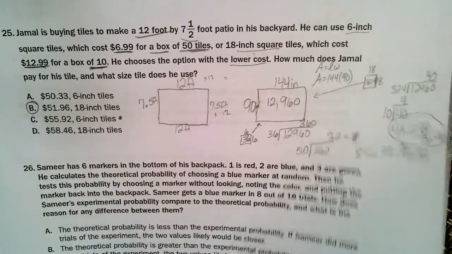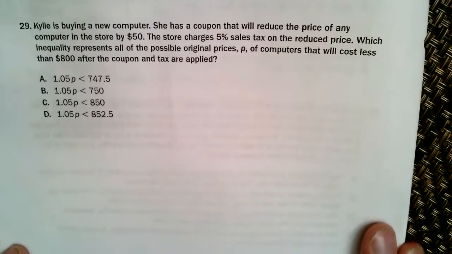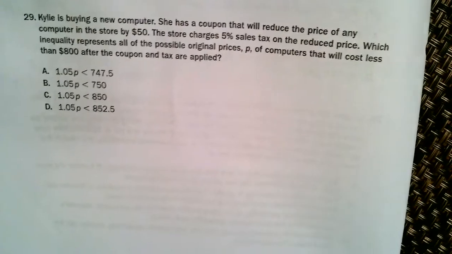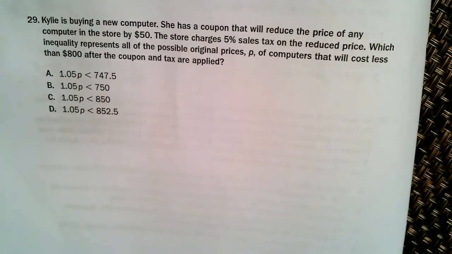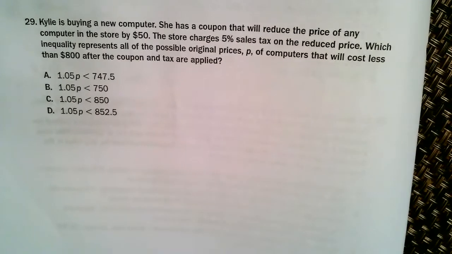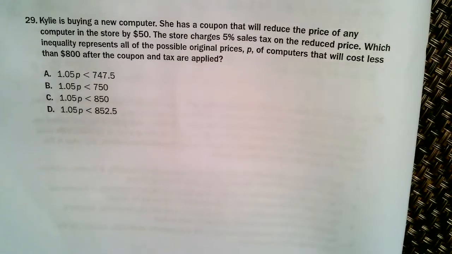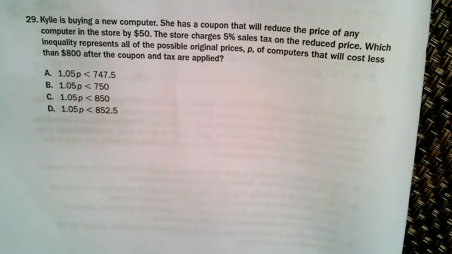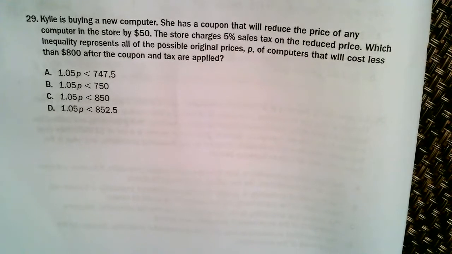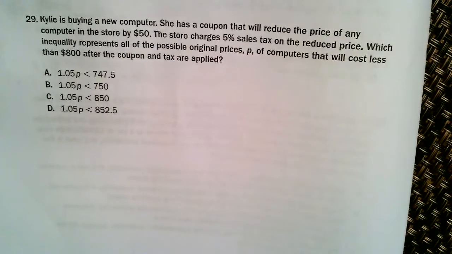Okay, our last problem is number 29. It says Kylie's buying a new computer. She has a coupon that will reduce the price of any computer in the store by $50. The store charges 5% sales tax on the reduced price. Which inequality represents all the possible original prices P of computers that will cost less than $800 after the coupon and tax are applied?